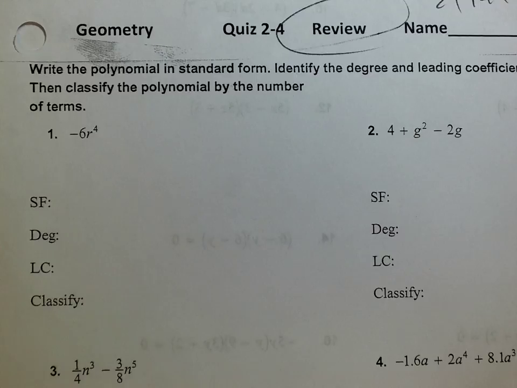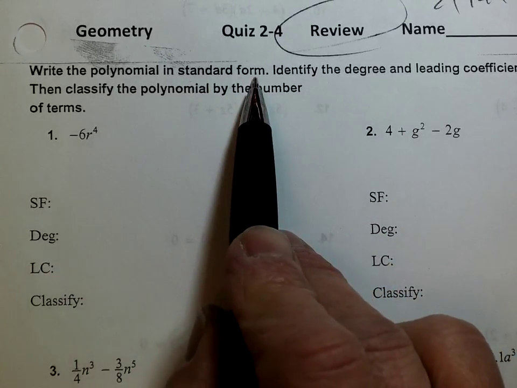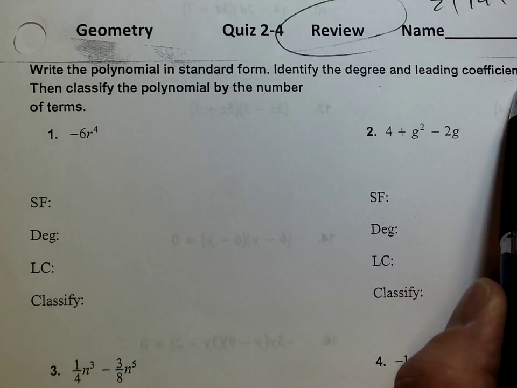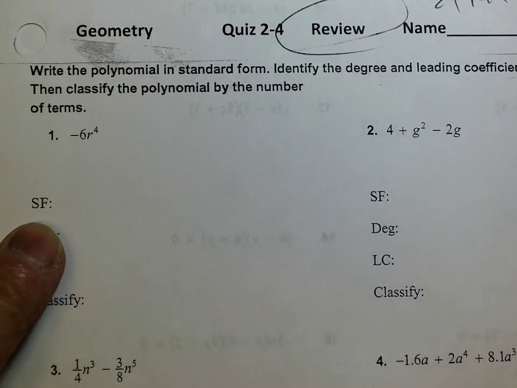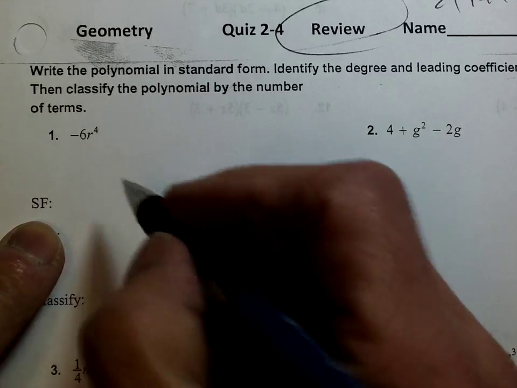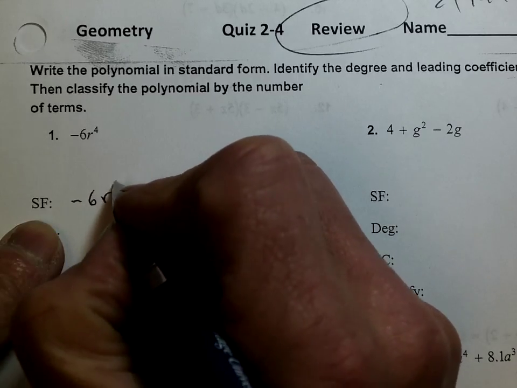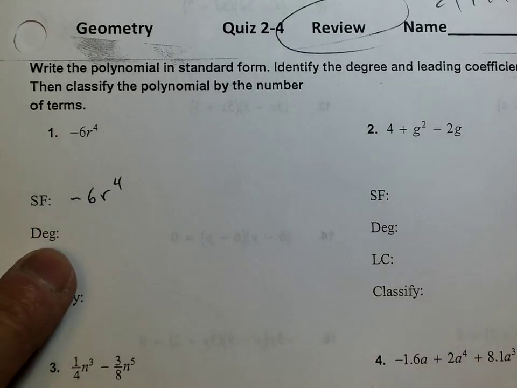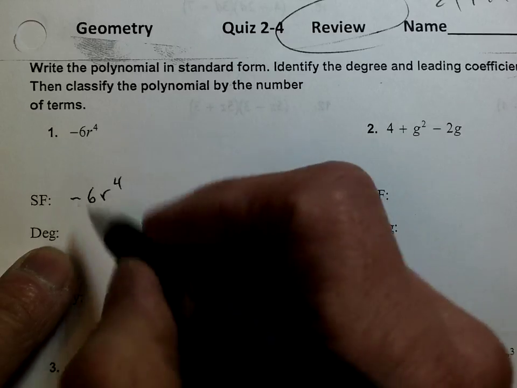Right off the bat, it says classify first in standard form, identify the degree and the leading coefficient. So, standard form, problem number one. There's only one term, so you don't need to rewrite it. Standard form is just the -6r to the fourth. If we had more terms, we'd have to rewrite some things, okay? The degree is always the largest exponent. In this case, the degree is 4.